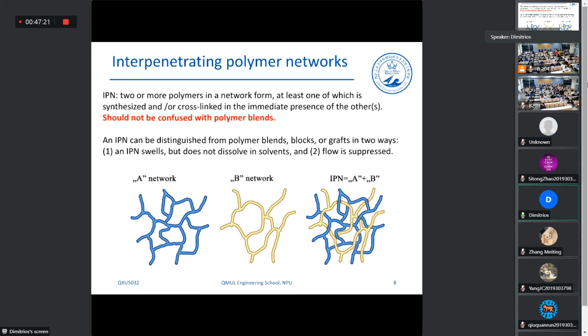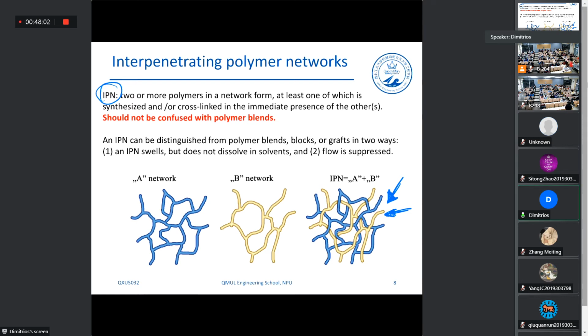Anyway, interpenetrating polymer networks are not going to be asked for you to remember in the exams. I just put it over there because sometimes people confuse interpenetrating polymer networks with polymer blends, but essentially they're not polymer blends. IPNs are two or more polymers in a network form. In this case, let's say, we have a network of A chains, a network of B chains, and then we end up with a mixture of the two.